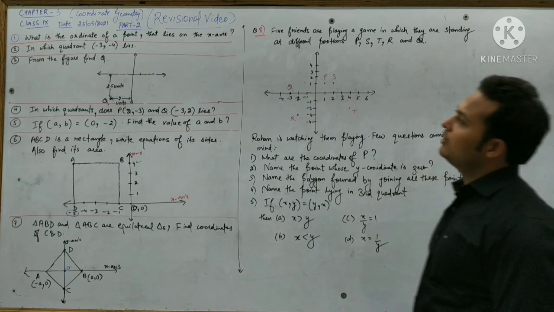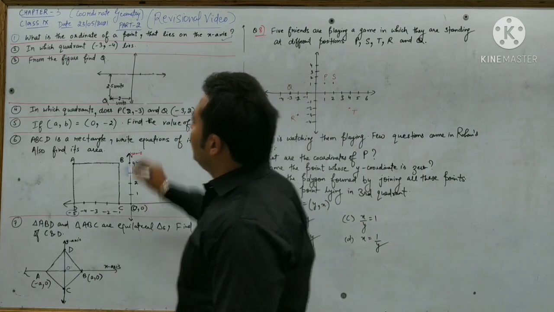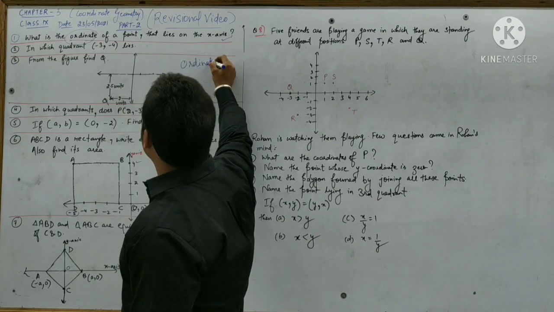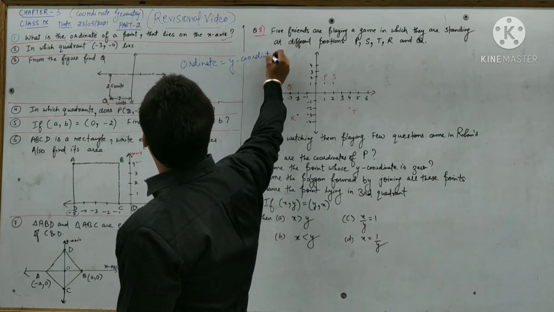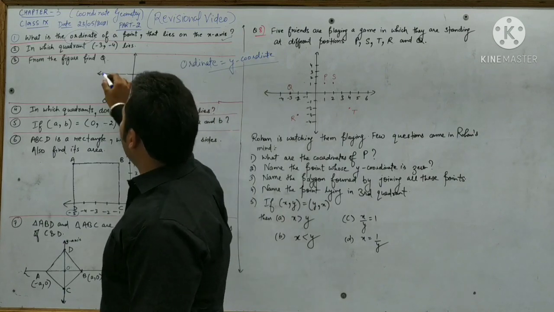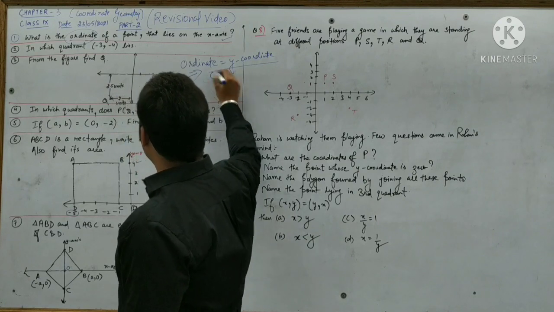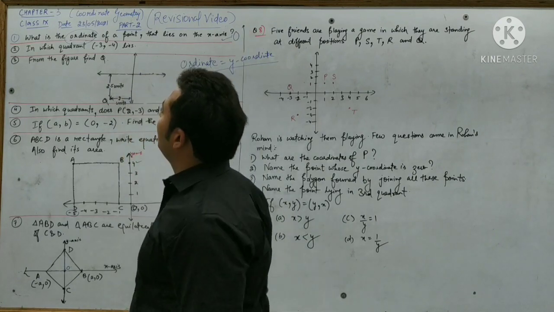What is the ordinate of a point that lies on the x-axis? Ordinate means y coordinate, and we all know that all the points that lie on the x-axis have their ordinates equal to 0. So the answer to our first question is 0.